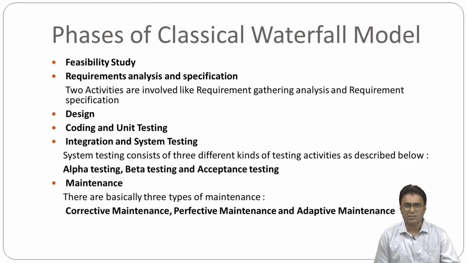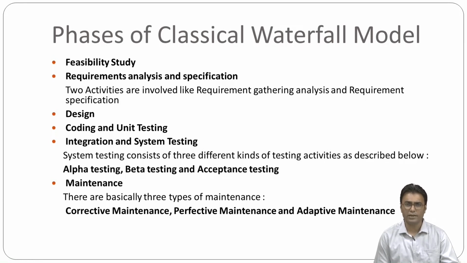Now, system testing consists of three different kinds of testing activities as described on your screen. The first one is alpha testing. So, alpha testing is the system testing performed by the development team. Then we have beta testing. So, beta testing is the system testing performed by a friendly set of customers. Then the next one is acceptance testing.